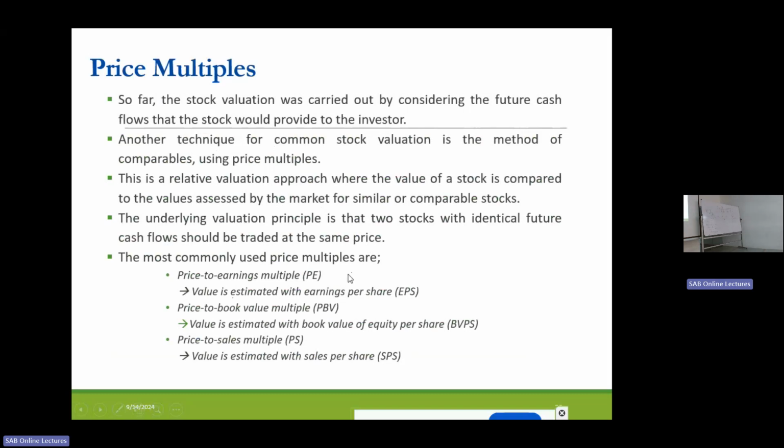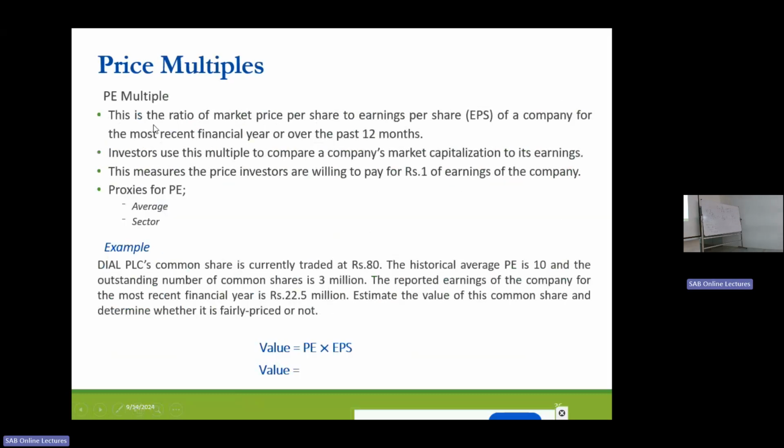So commonly used price multiples are the price to earnings multiple, and also price to book value and price to sales. Probably the most commonly used one is the price to earnings multiple. So what is this price to earnings multiple? This is the ratio of market price per share to earnings per share. Right? What is the meaning of that price to earnings ratio?